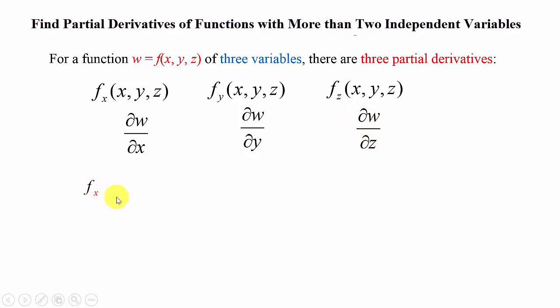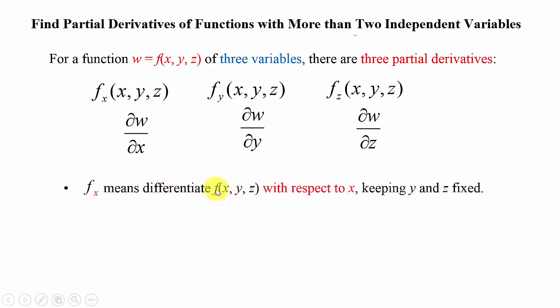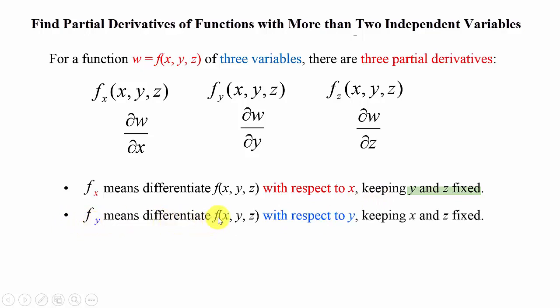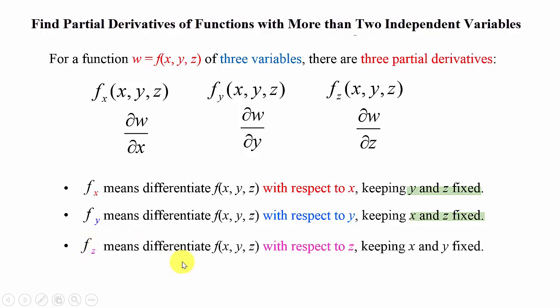And f subscript x means differentiate f of x, y, z with respect to x, keeping y and z fixed. And f subscript y means differentiate f of x, y, z with respect to y, keeping x and z fixed. Partial derivative of f with respect to z, we write f subscript z, means differentiate f of x, y, z with respect to z. In this case, consider x and y as constant.